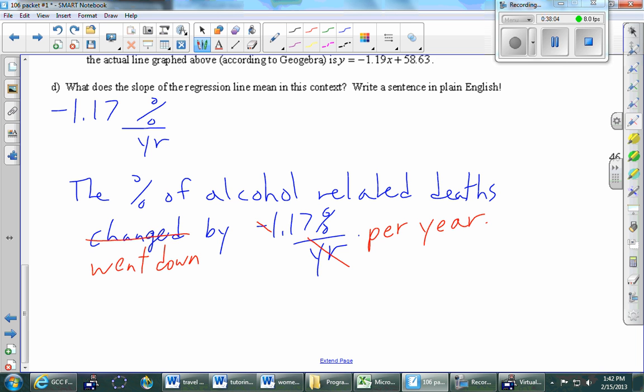I'm happy with what we have in blue. I don't think it's quite in plain English. I think red is better than blue, but I'm happy with either one. Questions on that? So again, any question asking you to interpret slope, first thing you got to do is write the units. That's how we open the door.